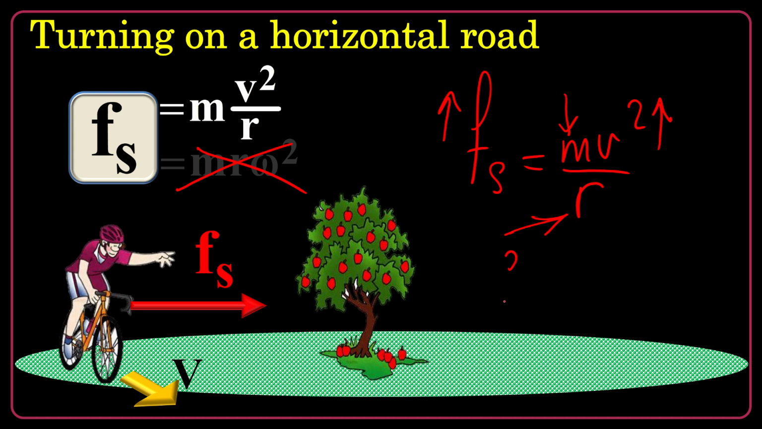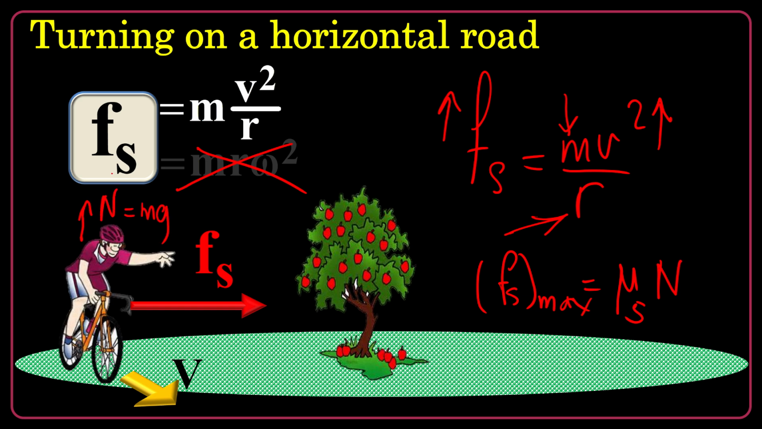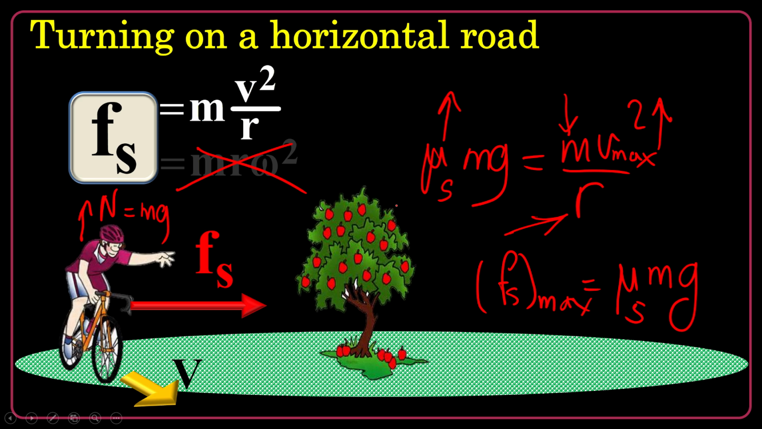You know the maximum static friction, Fs max, is going to be mu s, the static friction coefficient, times the normal force. And here the normal force is going to be equal to mg, because vertically the cyclist has no acceleration. So instead of N, I can put mg. Okay, so we have raised the speed to maximum speed, let's say it's v max, and so Fs can be substituted here for mu s mg. This is a very special case, the maximum safe speed.